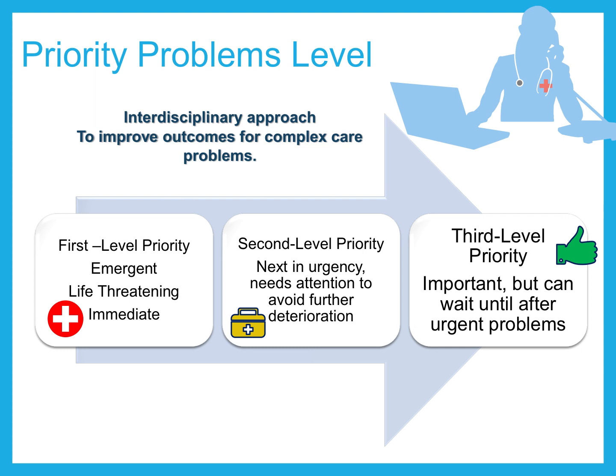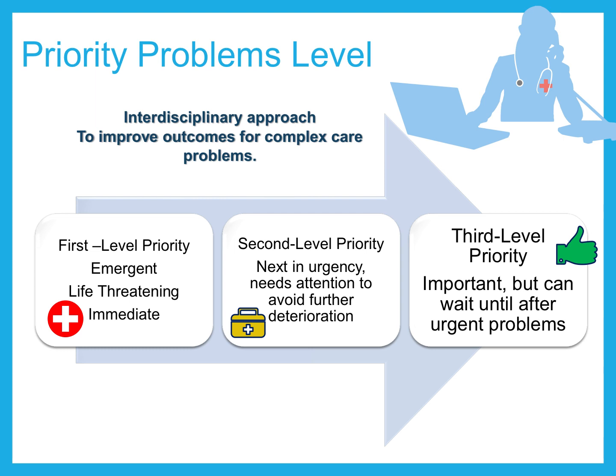Prioritizing problems is something that nurses do every day, all the time. We're always prioritizing patient care, and you have to learn how to prioritize patient care as well. It uses an interdisciplinary approach to improve outcomes for complex care or problems. So, first level priority problems are those that are emergent, life threatening, immediate, like establishing an airway or supporting breathing. Those are your ABCs. If you don't have an airway, you can't breathe. If you can't breathe, you can't circulate. So, those are the things where I like to think about who will die first if I don't tend to this problem. Who's going to die first?